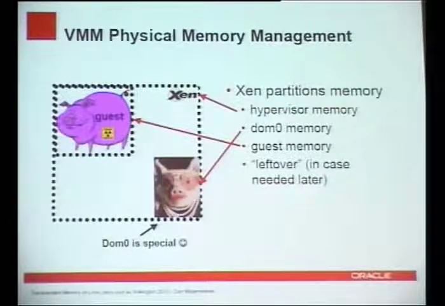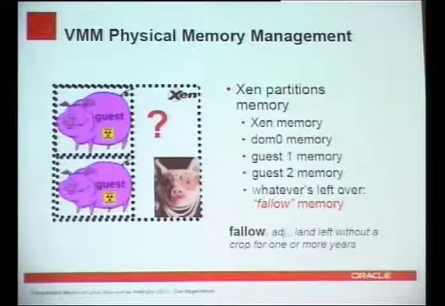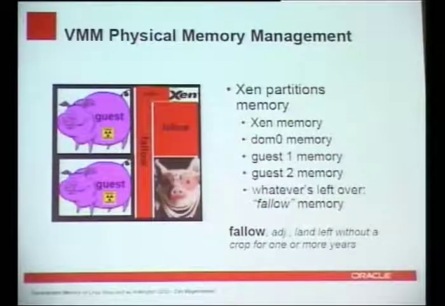Any memory that's not being used for a guest is left lying around in case you in the future have more guests that you want to put on that physical machine. So I'm going to launch another guest now, and we'll see what it looks like. Okay. Now we have two guests, and there's a lot of memory that's still left over, and we're going to call that fallow memory. Okay.